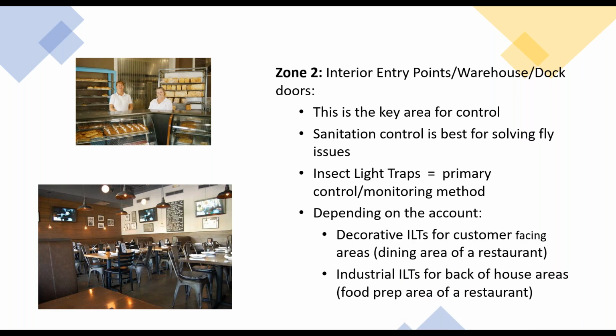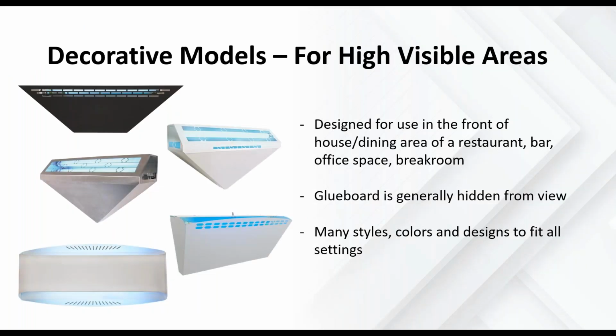Now, depending on the account and where it's used, decorative ILTs would be great for customer-facing areas, such as the dining area of a restaurant. Or you can use industrial ILTs, and this would be towards the back of the house areas, like the food prep location of a restaurant. But these would only be adhesive insect light traps, so ones that require glue boards themselves.